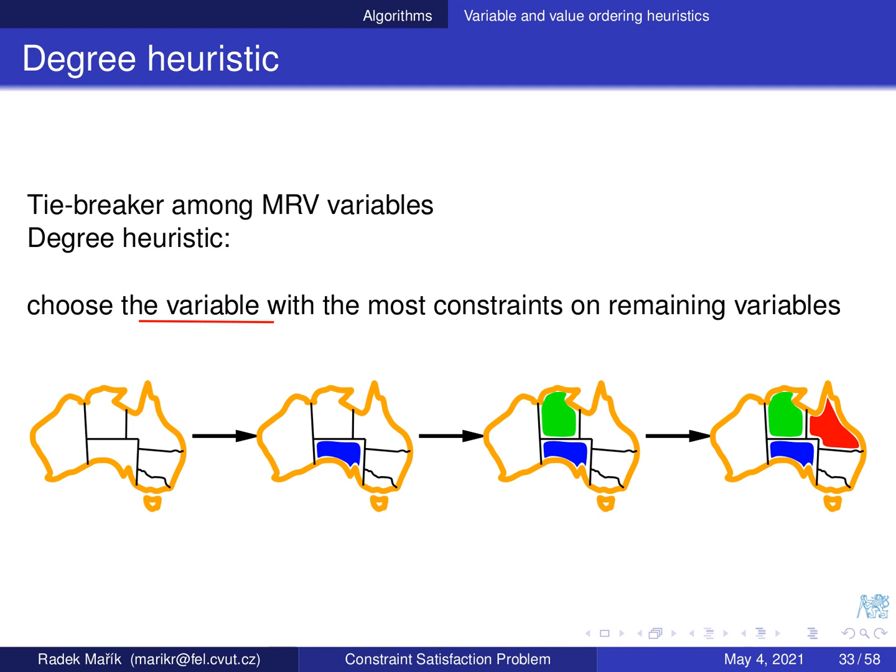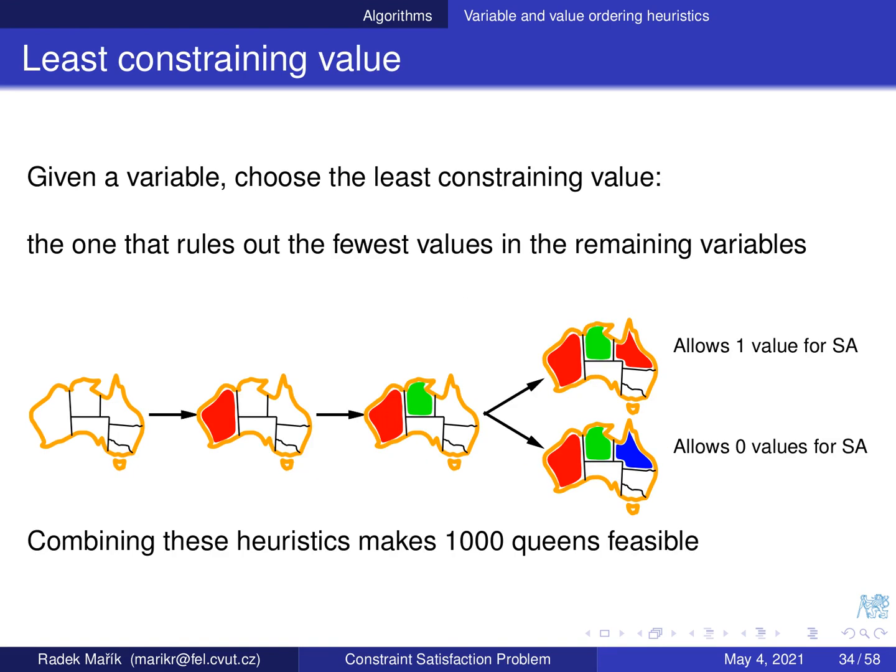So that was assigning variables, how to select a variable. The next step is how to select its values. And the heuristic is called least constraining value. In other words, choose the least constraining values.